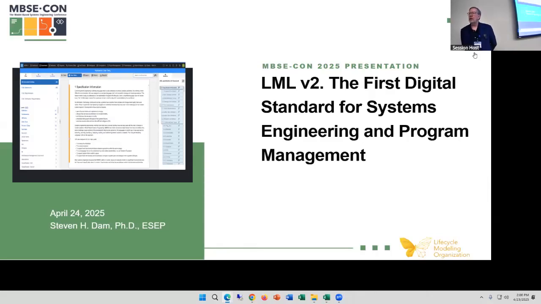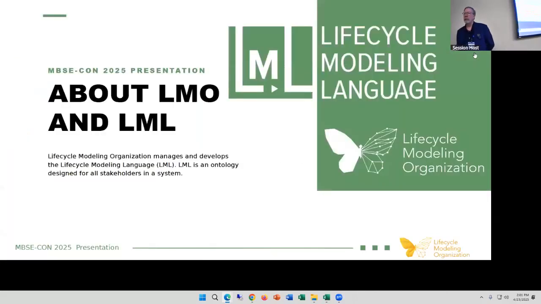So I'm going to talk a little bit about LML v2. We've actually been developing LML v2 since we started LML v1, in a sense, because as you do the point releases, you want to evolve towards the next version of the standard. This is an evolution, not a revolution, but it does represent over a decade of using the standard, understanding it, and making adjustments to improve the language.